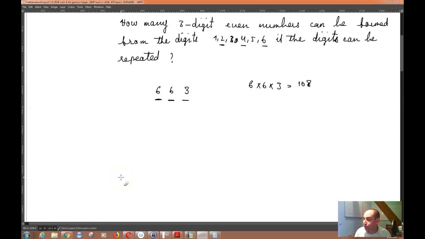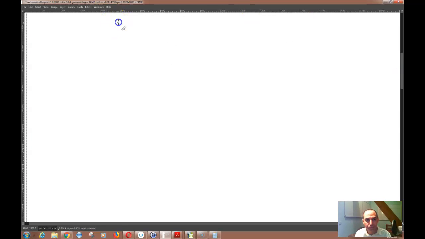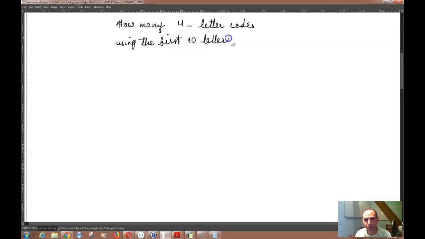Okay, so then we have another question that says, for example, how many 4-letter codes can be formed using the first 10 letters of the English alphabet, if no letter can be repeated.